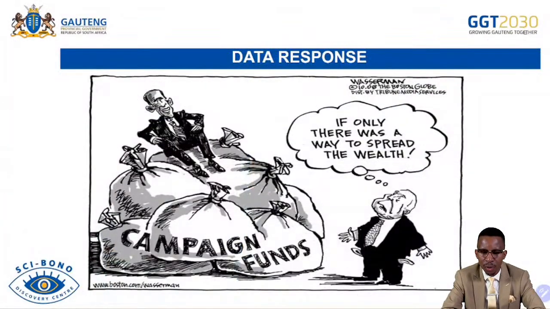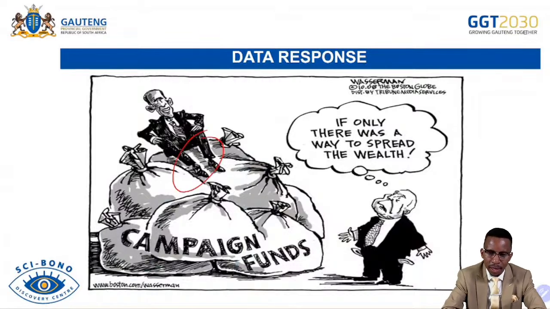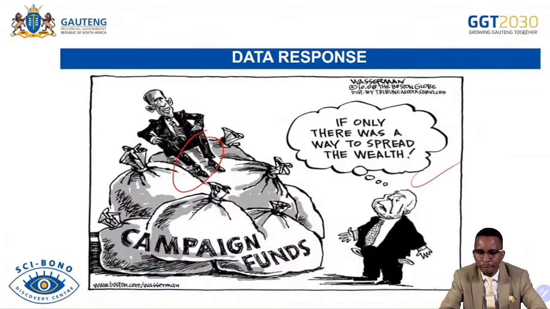And then the data response. Let's check what is being mentioned in here. We have on this side the campaign funds. You see that the man on the side is sitting on top of a large amount of money in bags, and then the other man on the side is complaining, if only there was a way to spread the wealth. So that simply means some people are having less, some are having more. Some countries are developed, some are developing. There is this thing of the north, the south, the divide, which is known as the development continuum gap.